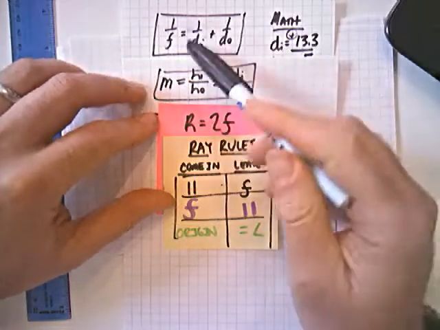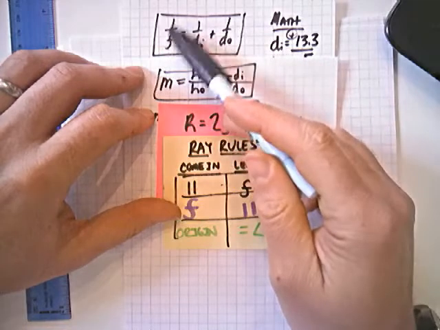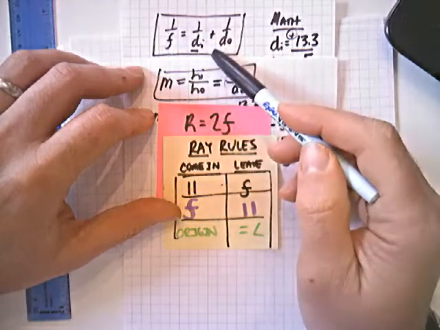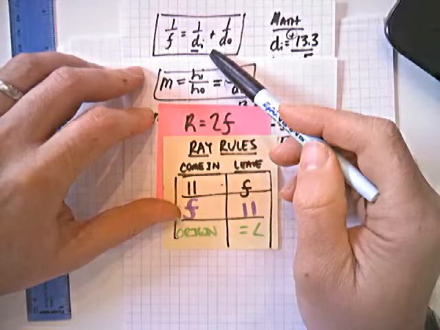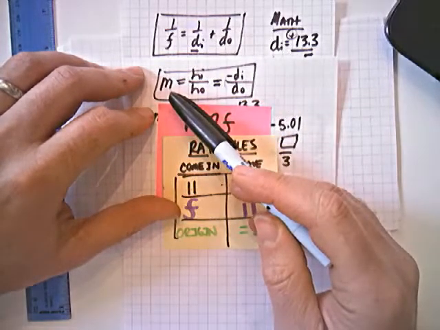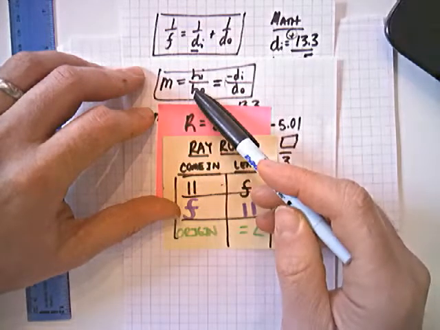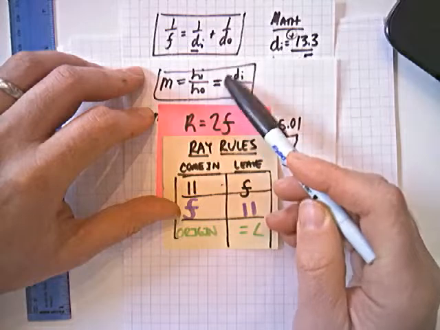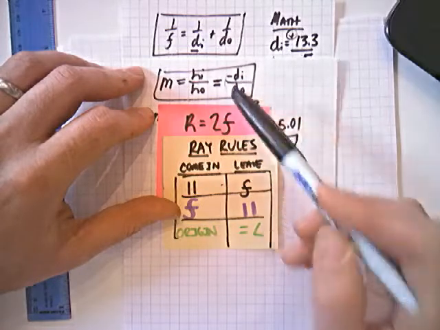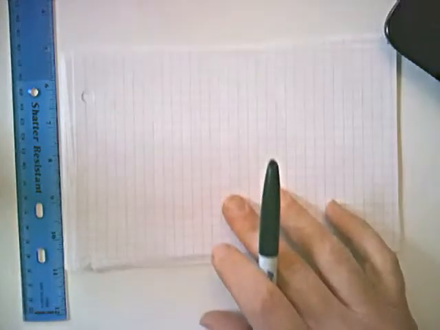Last time we also talked about the lens maker's equation. Lens maker's equation says 1 over the focal length equals 1 over the distance to the image plus 1 over the distance to the object. Then we also had the magnification equation. Magnification is equal to the height of the image over the height of the object, which is equal to the negative distance to the image over the distance of the object. So that's a little bit of a review of the formulas that we've been working with.